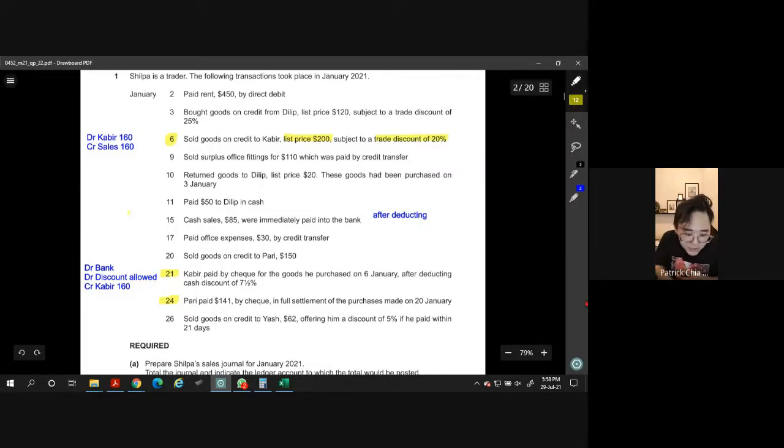So on 20, we have sold goods on credit to Pari 150. So on 24, guys, see Pari paid 141. So 141 is after discount or before discount? Obviously it's after discount, right? You see the last digit is not a nice number. So we receive 141. And how much is the discount? Some quick maths straight away: $9 is the discount.